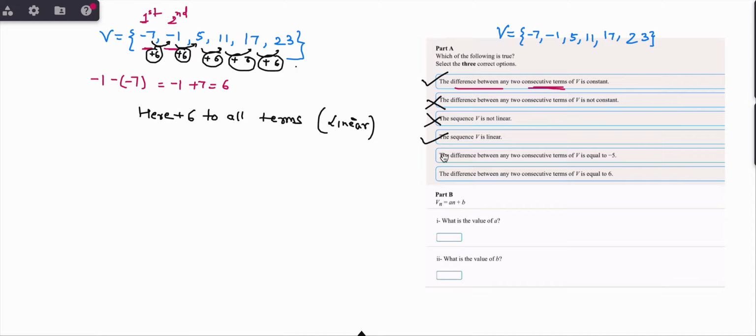And the difference between any two consecutive terms of V is equal to -5. No, we already calculated, it is +6. So this is also wrong and this is correct. This is about part A. Let's do part B.